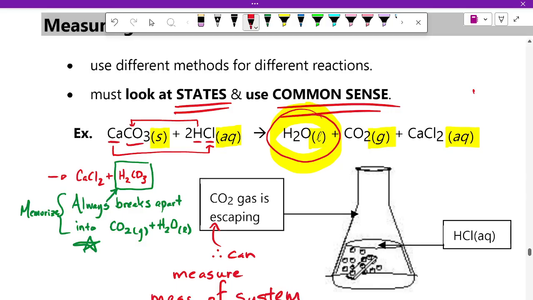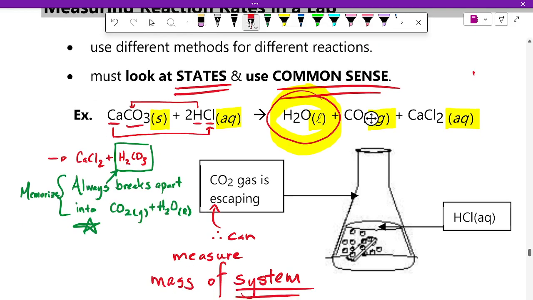And in order to do that, you would need to have a closed system or an open system. Do we want to have a closed system with a stopper? Or do we want to have an open system with no stopper if we're looking at a change in mass due to a gas escaping? No stopper. So that needs to be an open system.